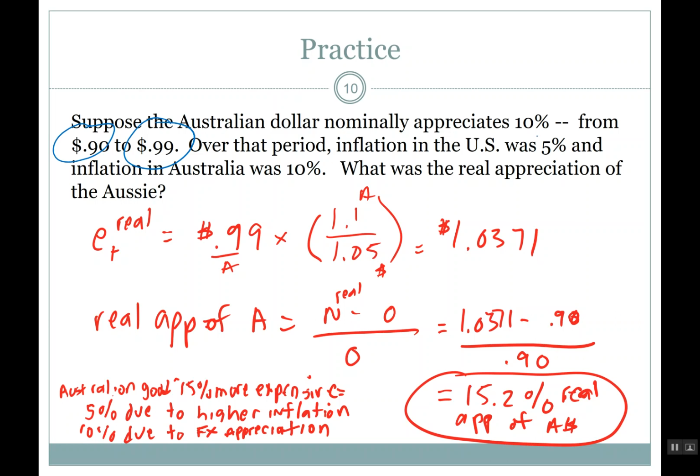However, over that period, inflation was 5% in the U.S., 10% in Aussie land. So what was the real appreciation of the Aussie? If you're actually doing business with the Australians, what actually happened? Well, I could do my manual calculation. The real exchange rate, taking the new nominal rate times the ratio of inflations, 99 cents times Aussie over US inflation. The real rate went to 103. Plug that into my new real minus old over old, I got a 15% real appreciation of the Aussie.